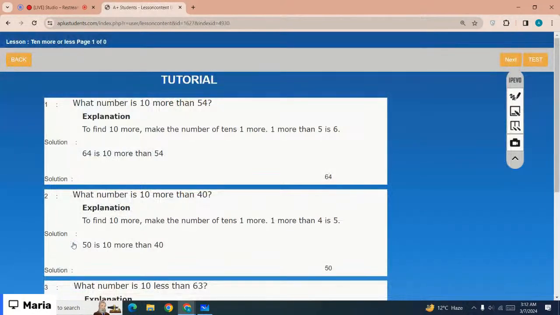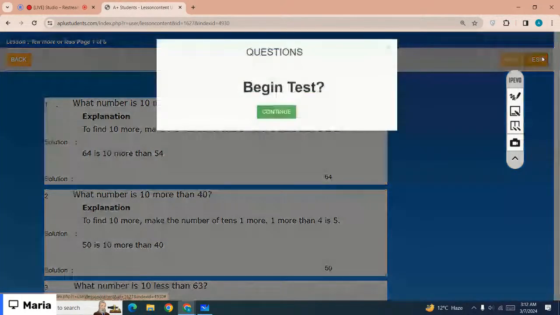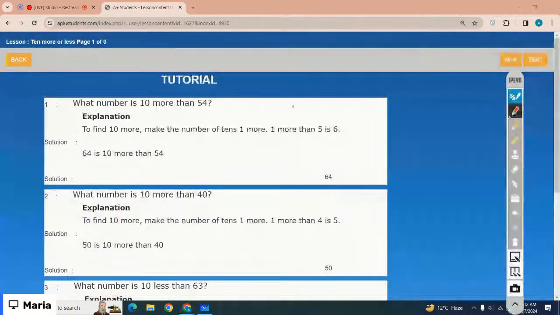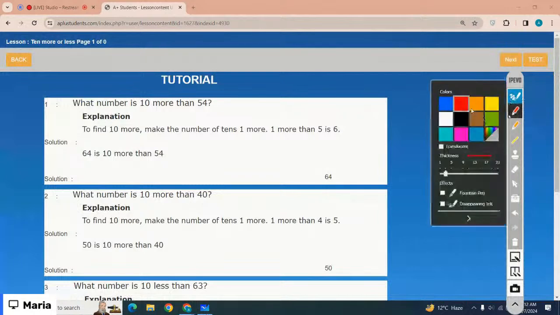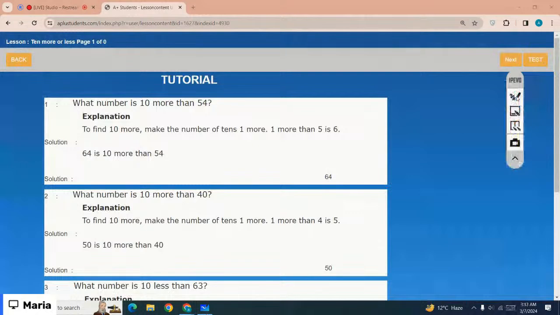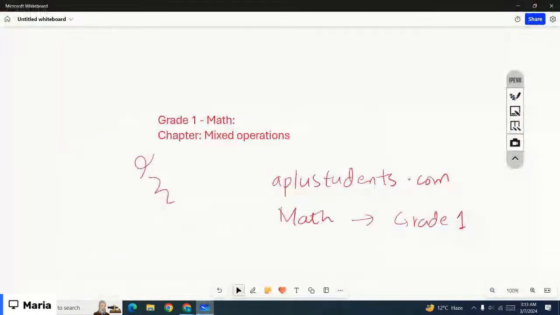What number is 10 more than 54? So you have to think like 10 more than 54 means you have to find a number that is 10 more than 54, right? So just add 10 to 54, right? How do you add 10 to 54?